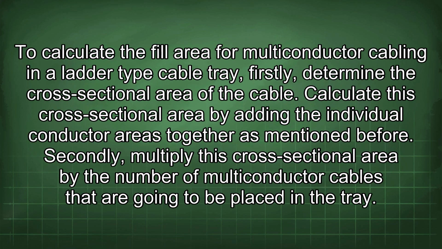To calculate the fill area for multiconductor cabling in a ladder-tied cable tray, firstly determine the cross-sectional area of the cable. Calculate this cross-sectional area by adding the individual conductor areas together as mentioned before. Secondly, multiply this cross-sectional area by the number of multiconductor cables that are going to be placed in the tray.